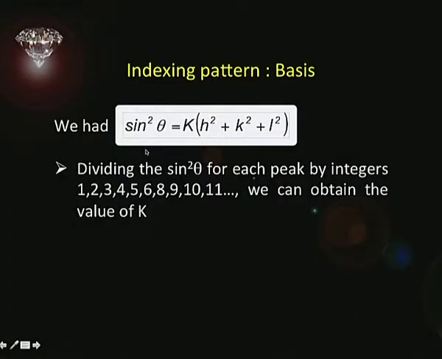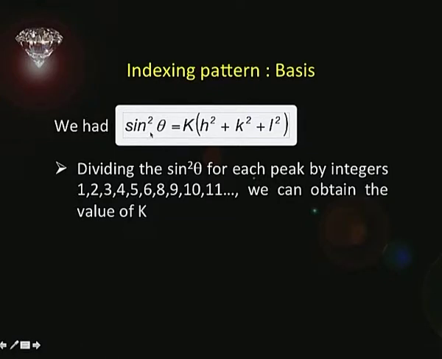How do I get this information? We take the experimental 2 theta value, divide by 2, and get the theta value. I take the sine of that, and square it. So, I take sin square theta for each peak observed in the pattern, and divide that by integers 1, 2, 3, 4, 5, 6, 8, 9, 10 and so on. By dividing that, I get a constant value k that is to be used at a later stage. Once I get the value of k, sin square theta is known to me from the observed values of the diffraction pattern.